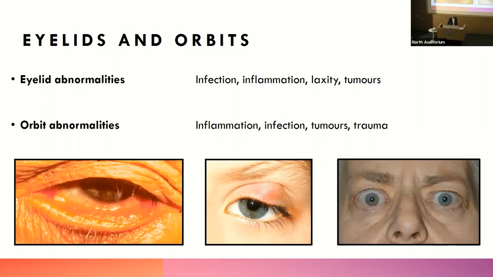So eyelid abnormalities: infection we don't have a picture of, but inflammation, here's an example, laxity, there's an example. Could this guy have bilateral tumors? Yes, but that's super rare. That's definitely not the first thing I'd think of. And then orbital abnormalities: inflammation, thyroid eye disease, essentially it's inflammatory. Infection, you saw the orbital cellulitis picture. Tumor, usually unilateral. And trauma, you'll have a history of trauma, okay?